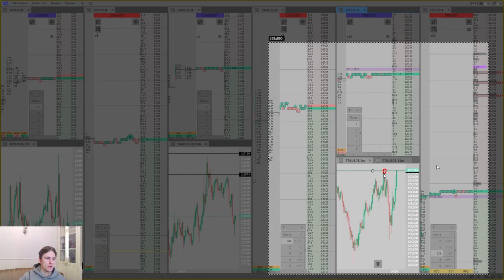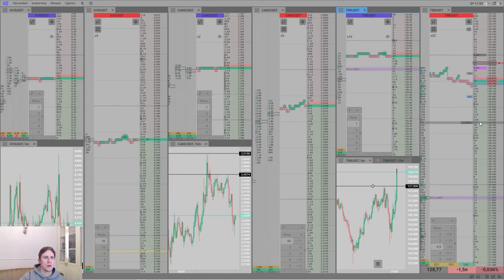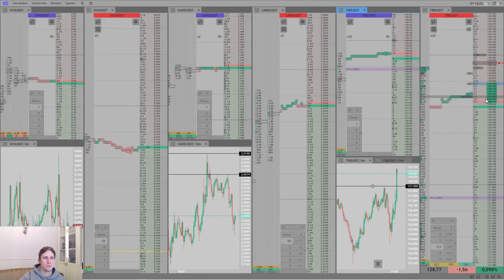Here we see several touches to the level and a really huge limit order here. On the graph, it's placed somewhere here. We come to this after breaking the level, and there is a pullback. Let's watch. Breakout and the execution of limit orders with a very short stop loss.